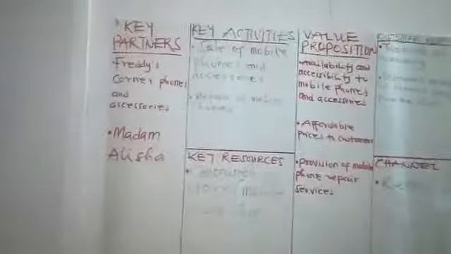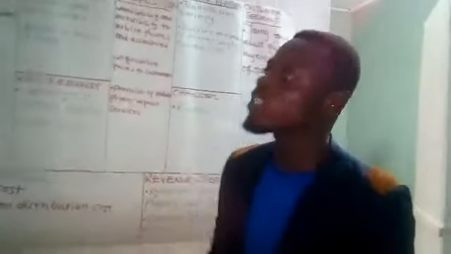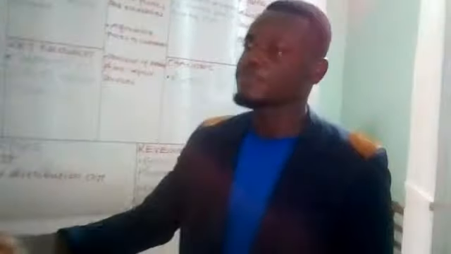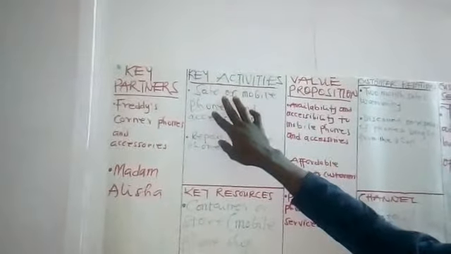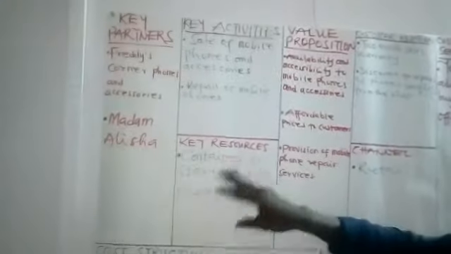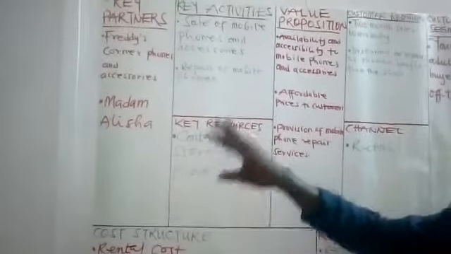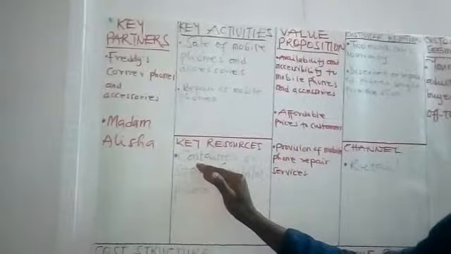Then we move to the key activities. What will be your key activities? What are you actually performing? If you are in the manufacturing industry and you are producing something, what are you actually producing? Then the key resources. What are the resources that you need in order to produce your activity? So all the major key resources that you need, you have to list them in this section.